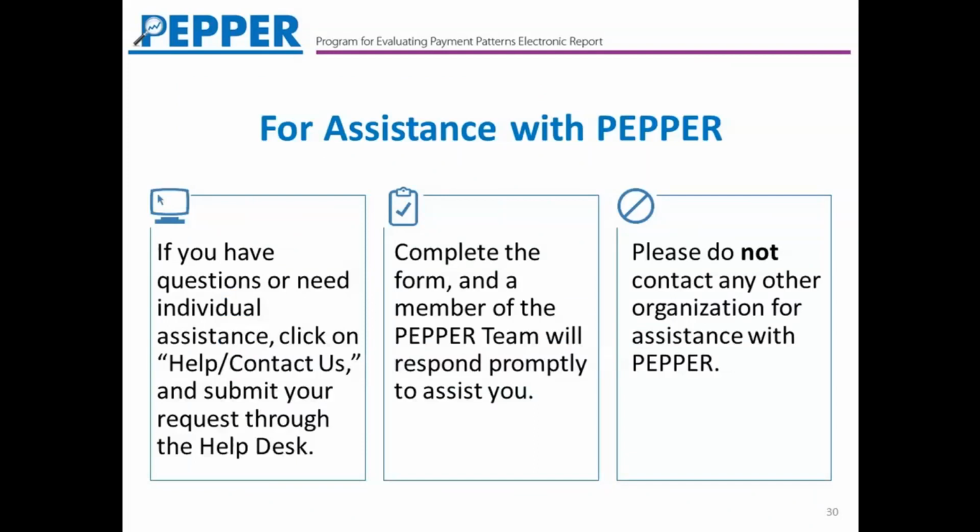Rely Group is contracted with CMS to support providers with obtaining and using PEPPER. If you have questions, please contact us. We are the official source of information on PEPPER. Please do not pay consultants to help you with PEPPER. We provide support at no cost to you. And beware that not all consultants can provide accurate information on the PEPPER.